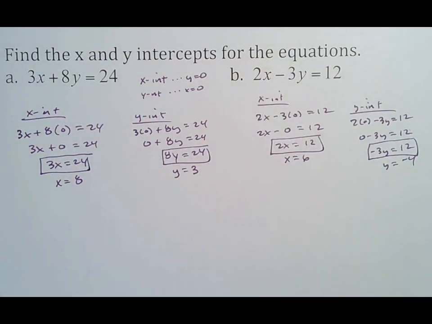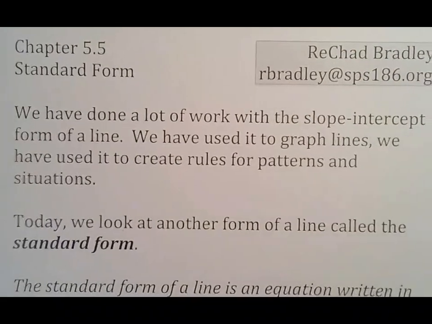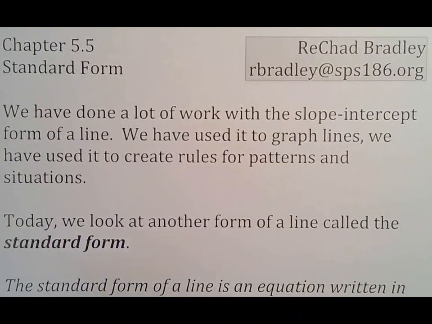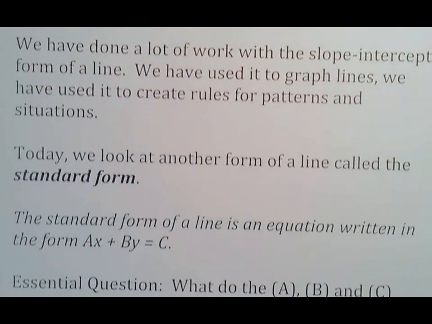So in other words, you could plug in 0, that's the formal way to do the x and y intercepts, but in general, the idea on how you find the x-intercept is to just ignore y, as we're going to talk about in our notes as we get started on this part here. So we've done a lot of work with slope-intercept form of a line. We've used it to graph lines. We use it to create rules for patterns. Today we're going to look at the standard form.